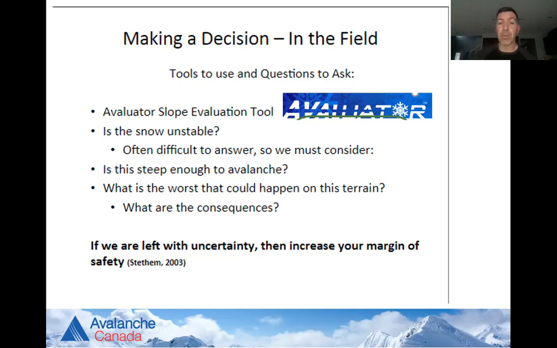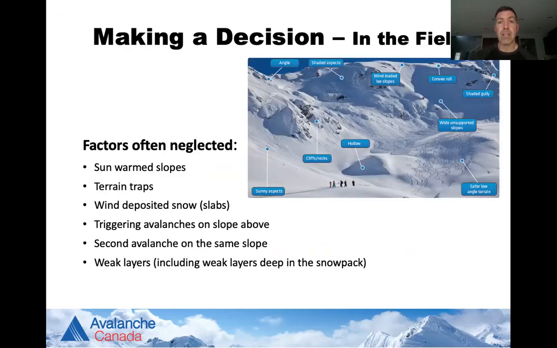So if you're left with uncertainty, then increase your margin of safety. So, making decisions in the field. Some things that are often neglected, we're going to have a good look at all of these in one of our next presentations. Things that often get neglected are where the sun's warming slopes. Just because it's sunny isn't a great thing all the time, especially when it comes to skiing. We need to pay attention to which slopes are getting warmed because they're becoming unstable as the day progresses.